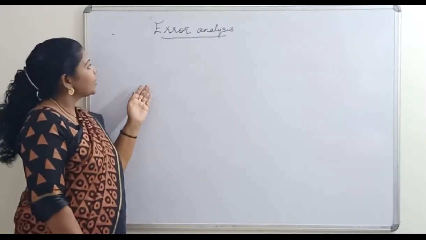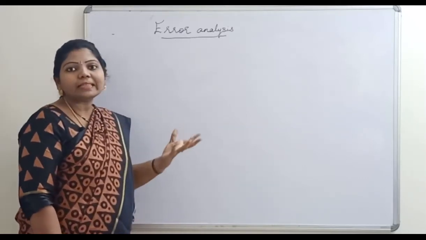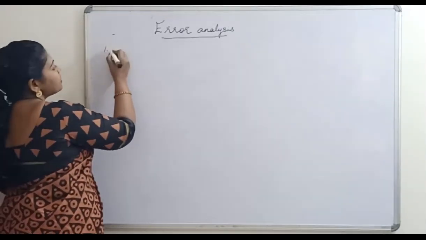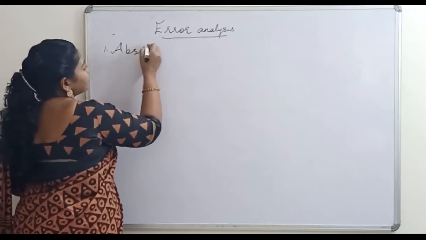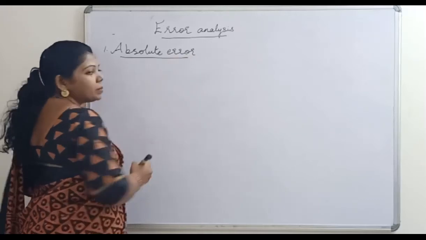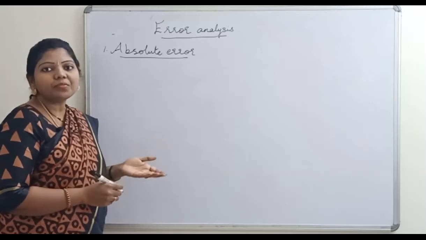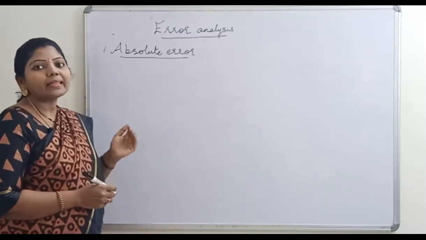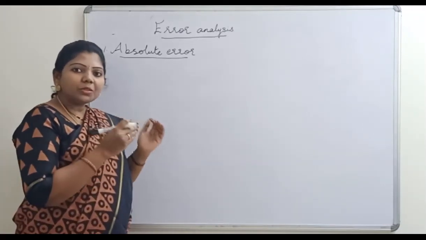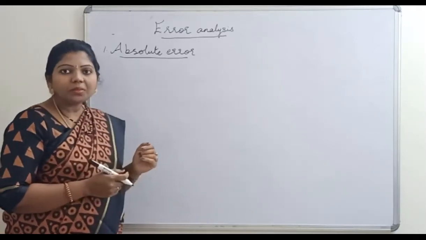Next we are going to see about error analysis. That is, we are going to analyze what the different kinds of errors are. First one is the absolute error. What is meant by absolute error? Absolute error is the difference between the true value and the measured value. So the difference between the true value and the measured value is called absolute error.